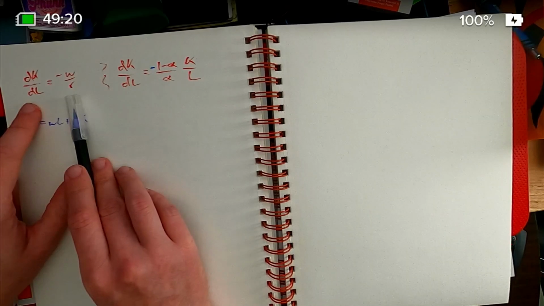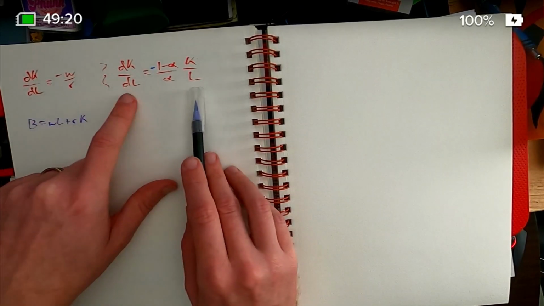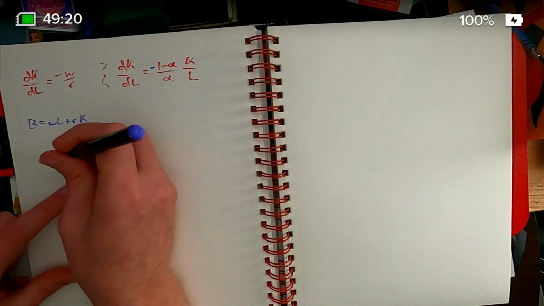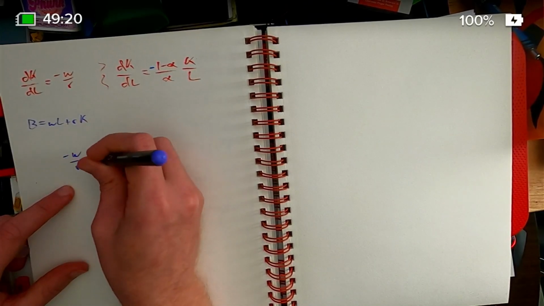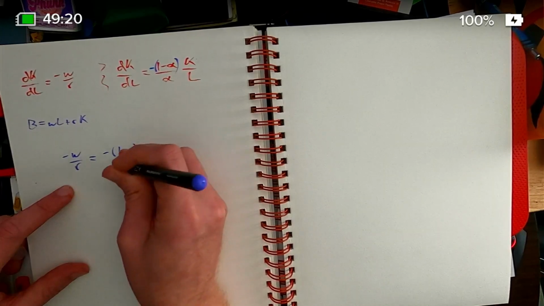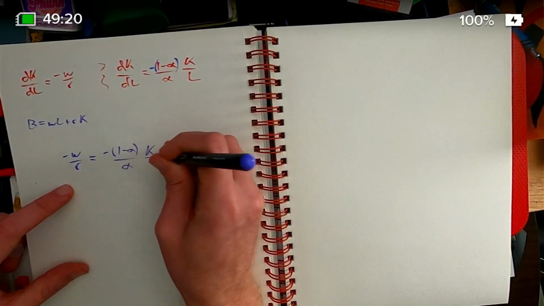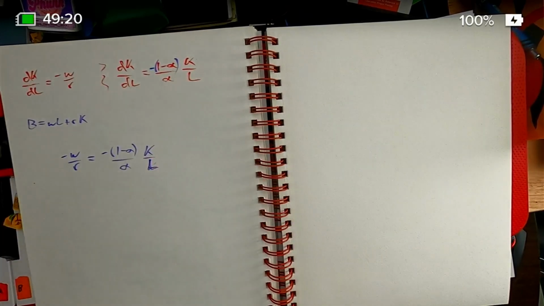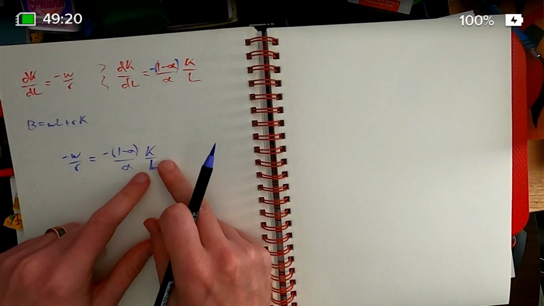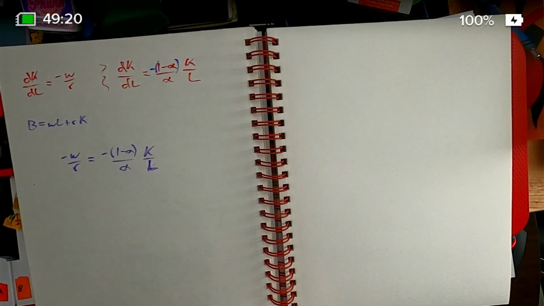So we've got our dK/dL from the budget constraint, and we've got our dK/dL from the isoquant. Now, when we put these together, what we have is minus W over R equals minus, put that in parentheses, minus (1 minus alpha) over alpha times K over L. And then from here, we can rearrange and find out the ratio of capital to labor. We find that ratio, then we backtrack into here, and that will give us a specific solution for each individual problem. So let me pull some problems up here.